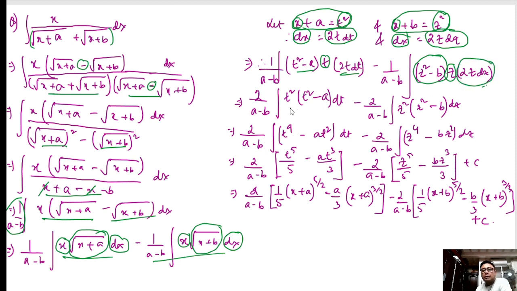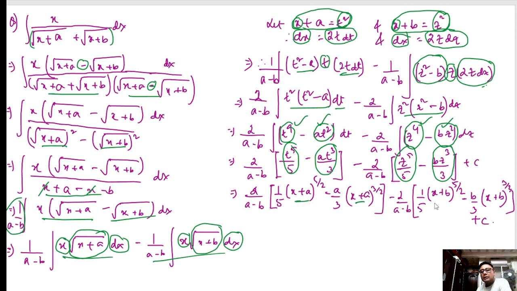Okay, so now it turns out to be this and this. So opening the bracket, it is t4 minus at square, it is z4 minus bz square. Integrating t4 will be t5 by 5, integrating this it will be at cube by 3, integrating z4 will be z5 by 5, and integrating bz square will be bz cube by 3. So now doing the proper calculations and putting the values of t and z, that is our answer. This is our answer. Clear?